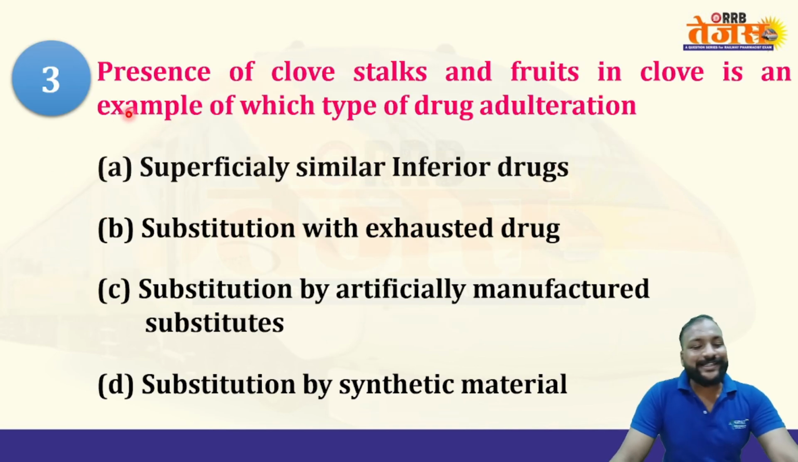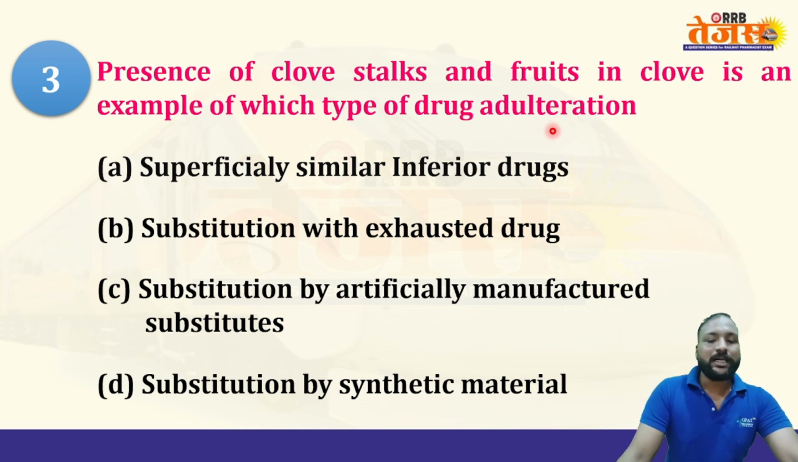The third question is: presence of clove stalks and the fruits in the clove is an example of which type of drug adulteration?